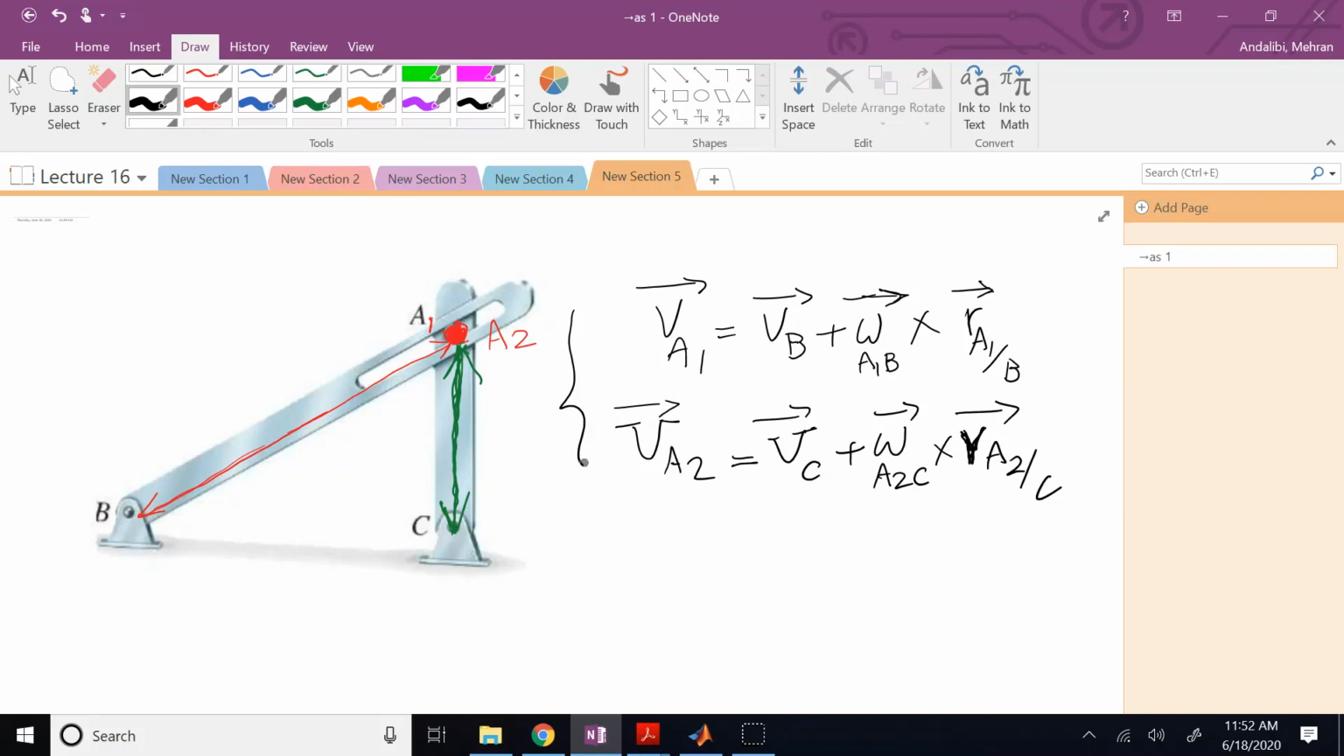Good. Now, V of A1, I can definitely find because I know R of A1 with respect to B, once I know the length of the members at the moment, or this distance in red and the distance in green and the angles, this angle and this angle, as you're going to see in the example we're going to solve. So once I know the distances and the angles, I can find V of A1 because I know omega AB, I know R, I know V of B is 0. So I can completely find V of A1. But what about V of A2? I know V of C is 0. I know R of A2 with respect to C, but I don't know omega A2C, the omega of the right member. And since I don't know V of A2, the bottom one is not going to go anywhere. It has more unknowns than equations. It has 3 equations, 2 unknowns. The top one is perfectly good.